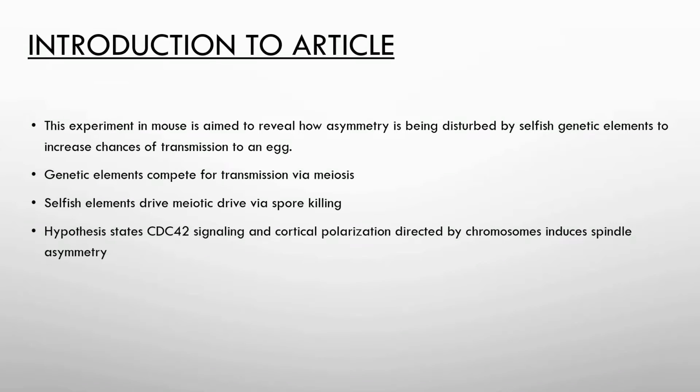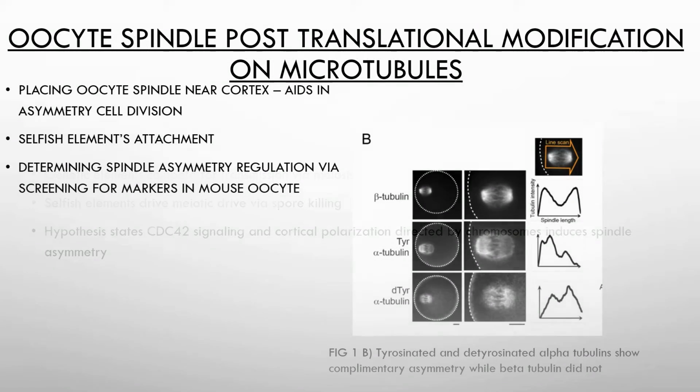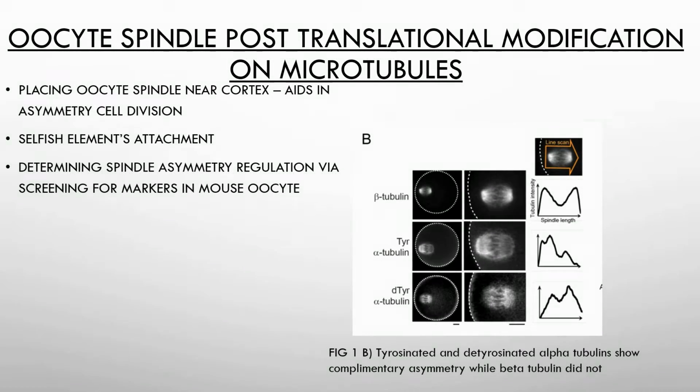Here I will be presenting the 5 experiments performed in this article. Number 1, the oocyte spindle and post-translational modification on microtubules. By placing the oocytes next to the cortex, this allows cytokinesis to produce a large egg and a small polar body. Screening mouse oocytes for markers, as shown in figure 1b, states that tyrosinated and detyrosinated alpha tubulin show complementary asymmetry while beta tubulin did not.